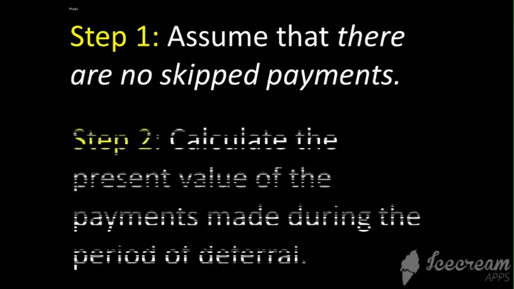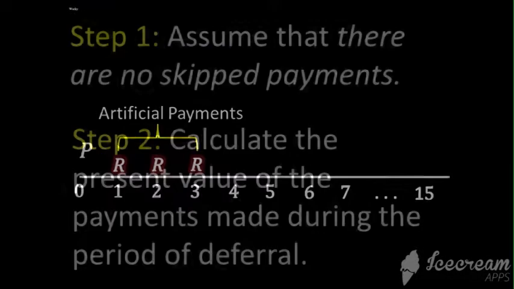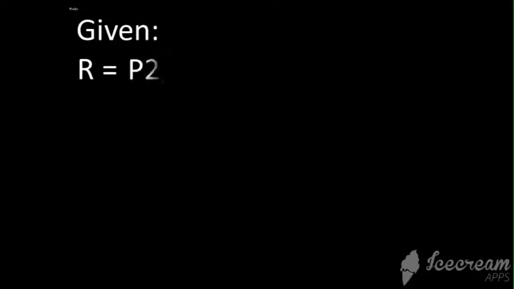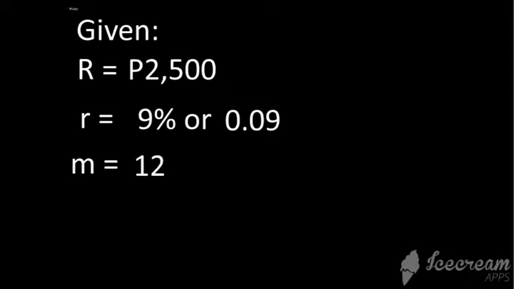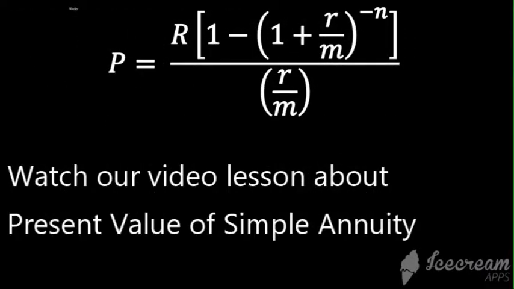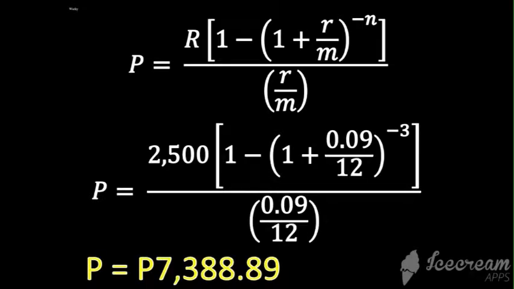Now for step number 2, calculate the present value of the payments made during the period of deferral. Now there are 3 artificial payments during the period of deferral. Let us calculate their total present value. Now the given are the same, except the total number of payments, which is 3. Find the present value. Now when we calculate the present value, we get 7,388 pesos and 89 centavos.